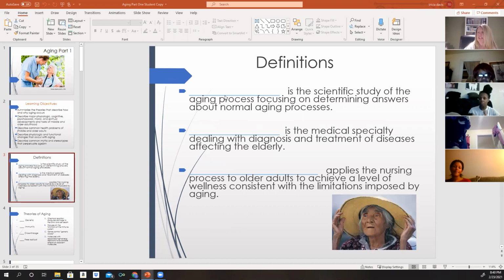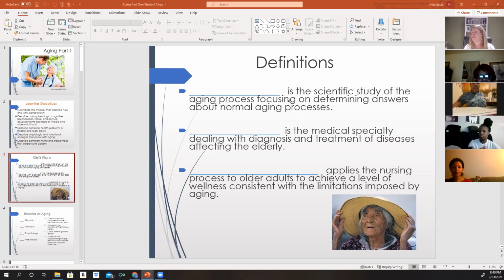All right, we have 3 definitions here. We will see who did their homework before coming, and we want to see if we can fill in the blank. I'll even give you the 3 topics: gerontology, geriatrics, and gerontologic nursing. What is the scientific study of the aging process, which focuses on determining answers about the normal aging process? Gerontology, you got it. Very good.